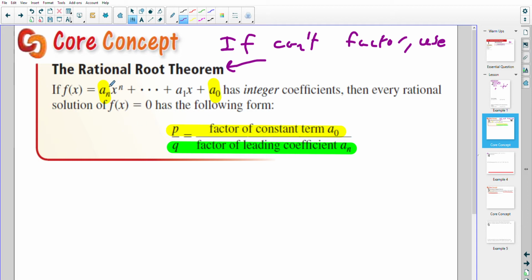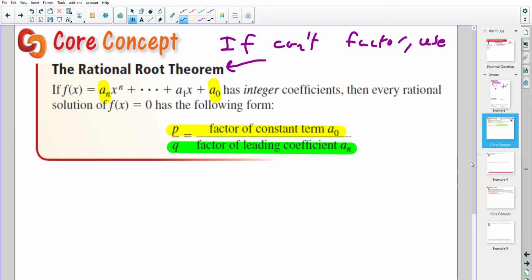And what you're doing is you're looking at the potential rational factors, the possible rational factors. In fact, it's saying that all the rational factors will be the ratio of the factors of a sub 0 over the factors of a sub n. And that's what this is looking at. So you're really only looking at the first coefficient and the last constant here.